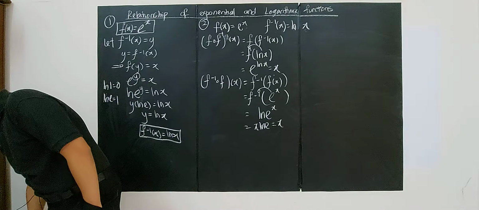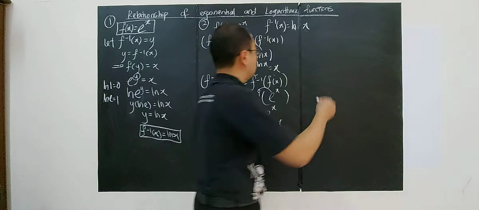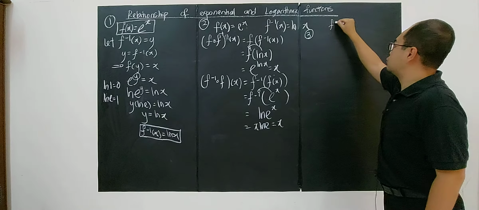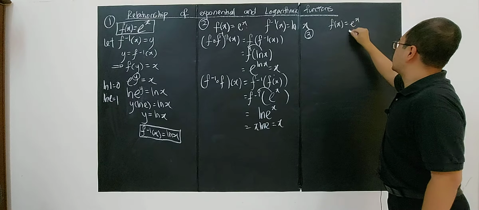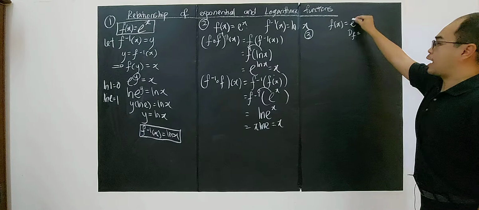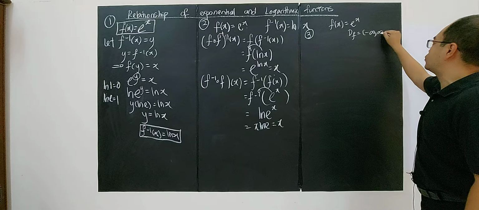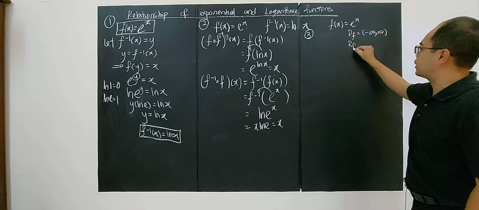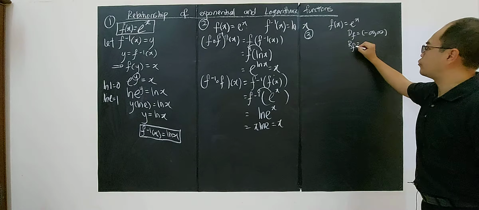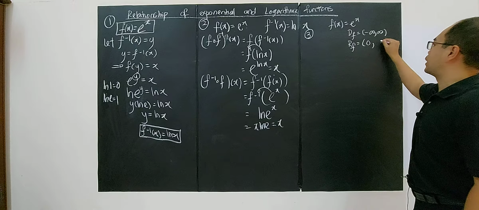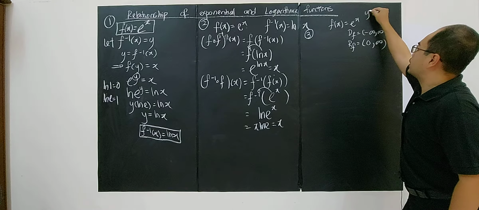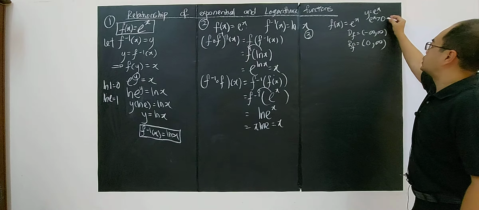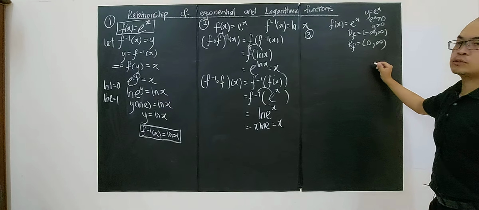Another property: as you know, f(x) equals e to the power x, the domain for f(x), the exponential function, is always negative infinity to infinity. You have to refer to the video that I made about the exponential function so that you are very clear about what is happening here. For the range of f, it will always be 0 and above. It's always positive because y equals e to the power x, and e to the power x is always greater than 0. So it means that y is always greater than 0, so 0 to infinity.